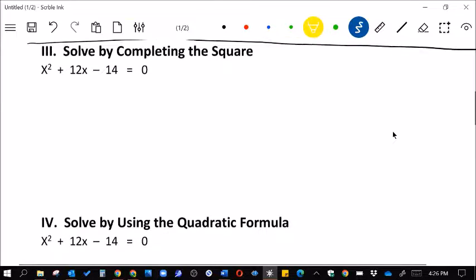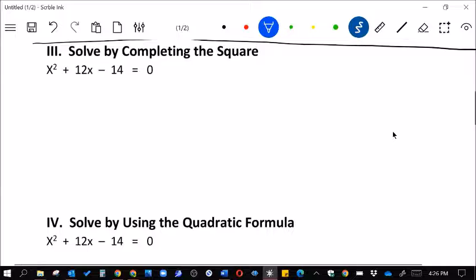Okay, so when we're completing the square, you have to remember the steps for it. So let's review that. We're going to solve, that means we keep everything over on this side, not where the equal is. So we'll move the 14 over. So we're going to add 14 to both sides. Equals 14. Now here, what we have here is ax squared plus bx plus c.